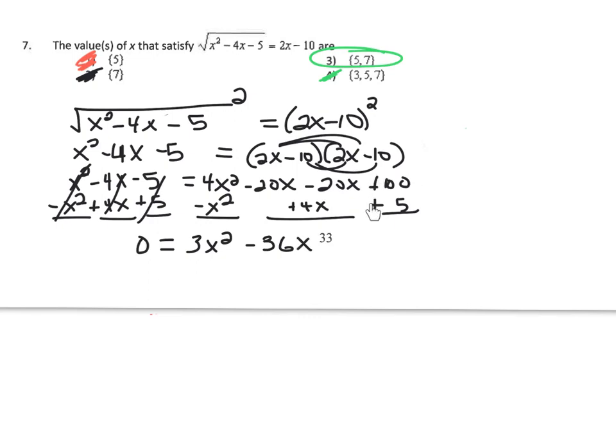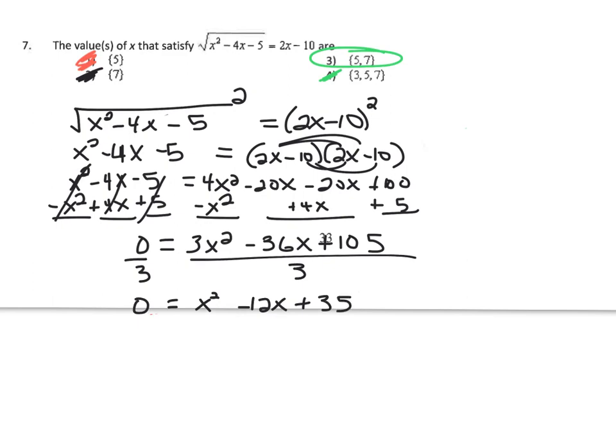And then here, 100 plus 5 is 105. Oh, and what's nice is everything here is divisible by 3. So to make my life easier, I'm just going to divide both sides of the equation by 3. So that leaves me with 0 equals x squared minus 12x plus 35. Okay, I just divided each of these by 3. And from here, it's just a pretty straightforward factoring problem.